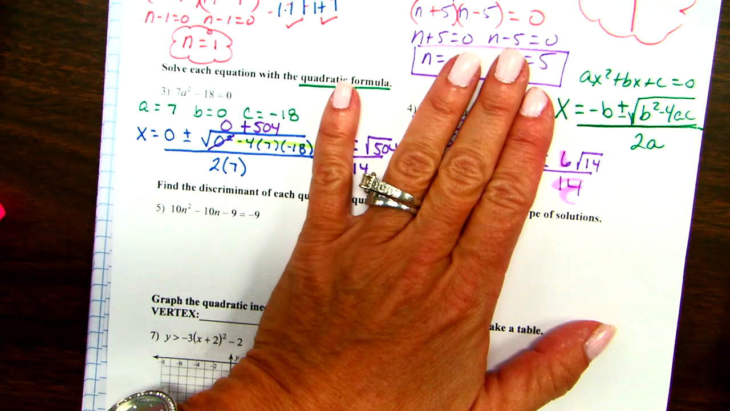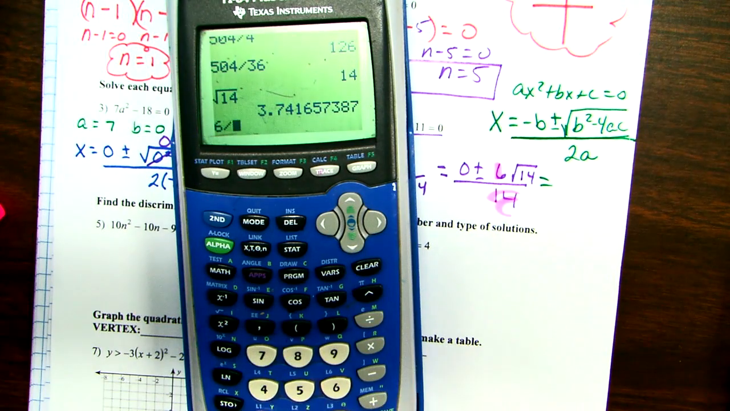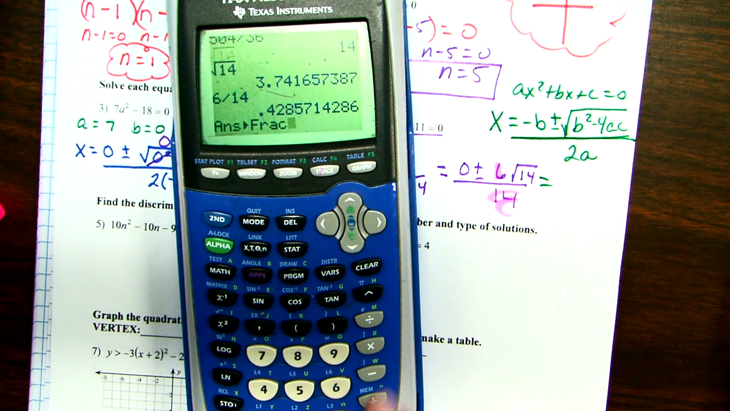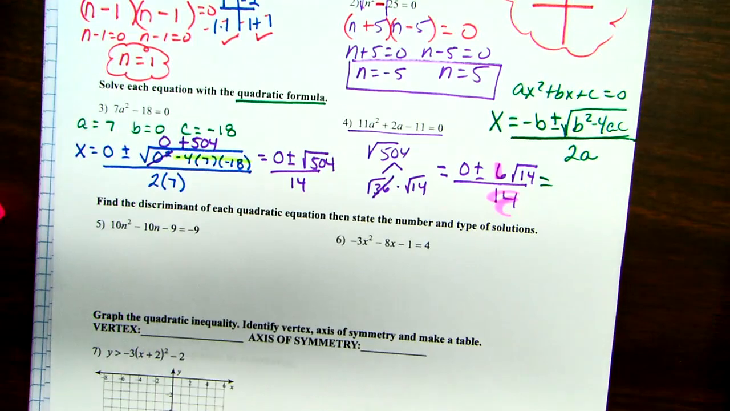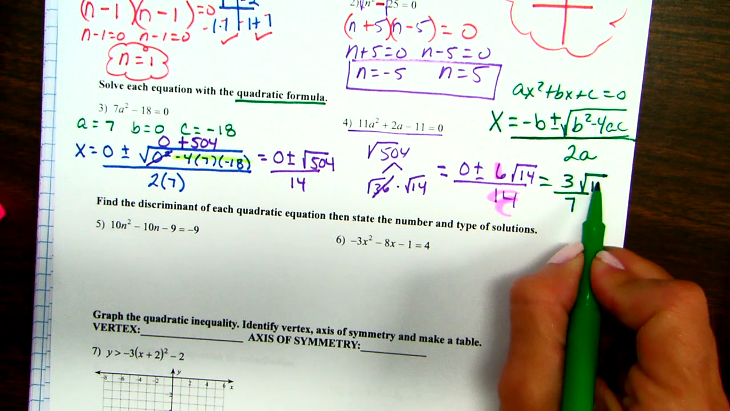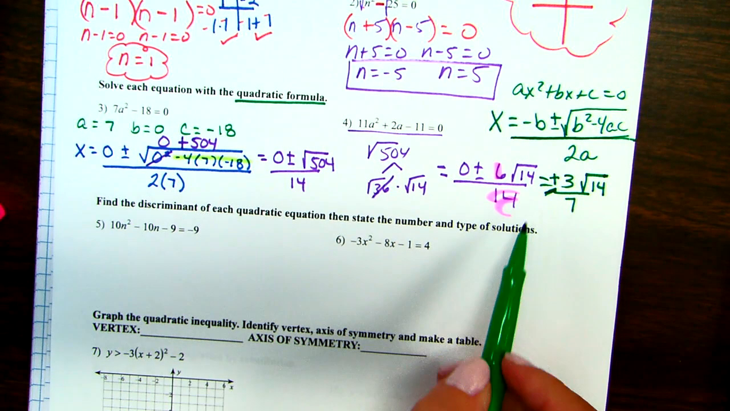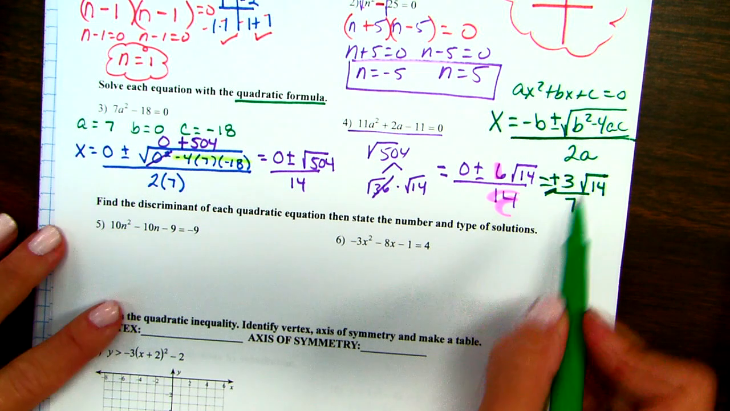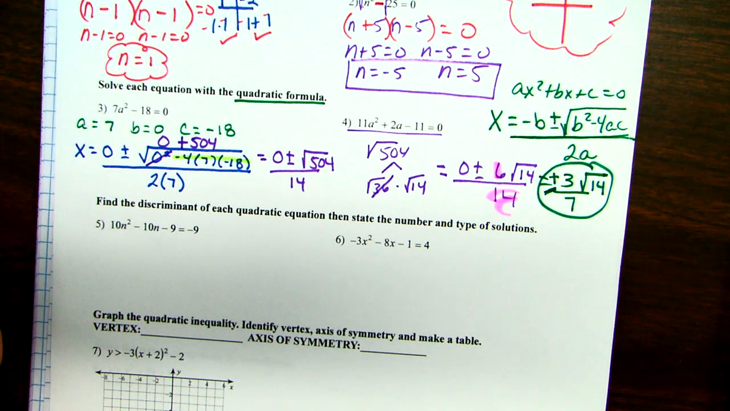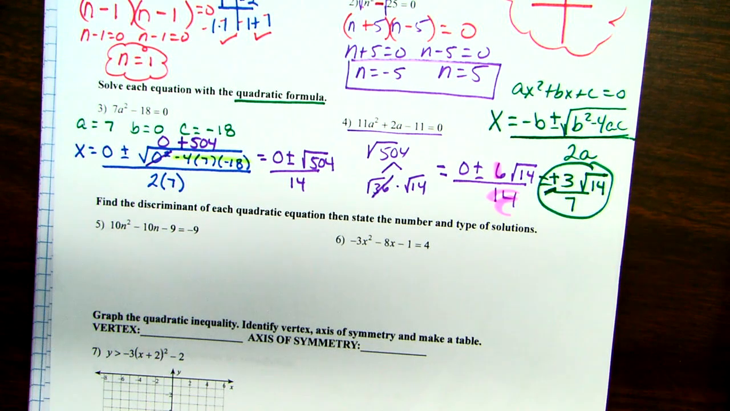We don't really need that 0 anymore. But you can simplify 6 over 14. And if you didn't know how, 6 divided by 14, math, enter, enter, is 3/7. That 14 is still in there, and don't forget there's a plus or minus in front. We should always get 2 solutions, right? 2 solutions. Positive 3 square roots of 14 over 7, negative 3 square roots of 14 over 7. And again, if you left the 0 in front, I wouldn't mark it wrong. If you wrote 0 plus or minus the square root of the rest of it.